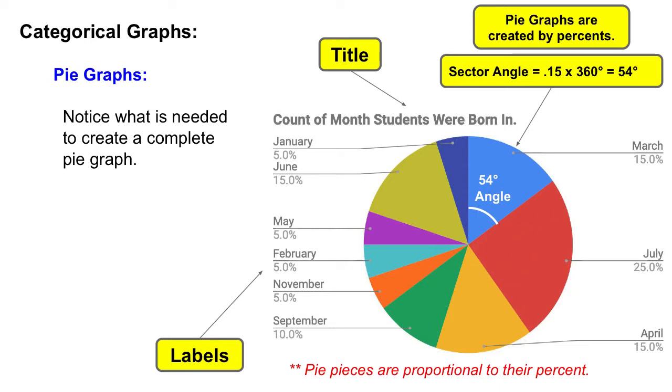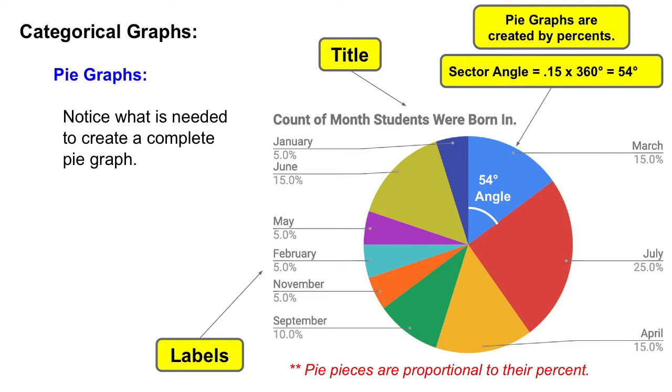There's a few different months that have the same percent. You can see that June, this green section, and March, this blue section, and then April, this kind of mustard colored section, those all represent 15%. And if you look at those three wedges in the pie, they're all the same size.